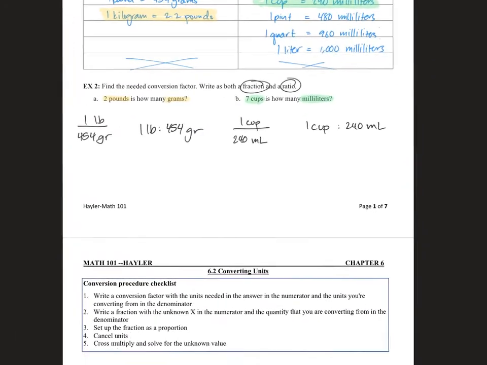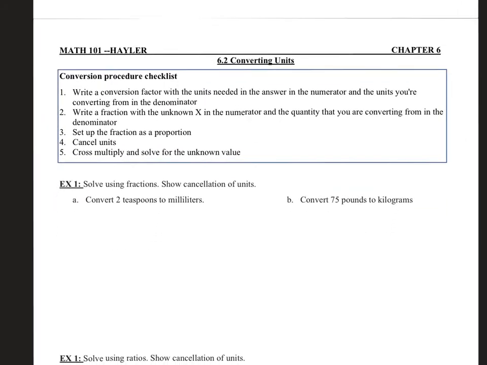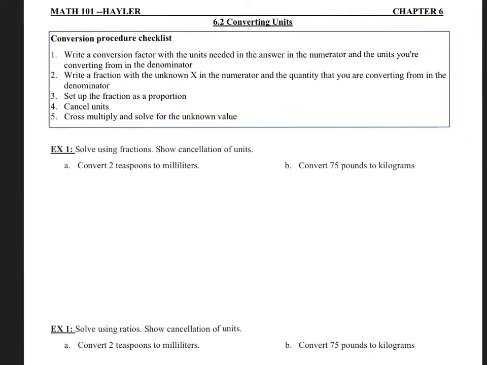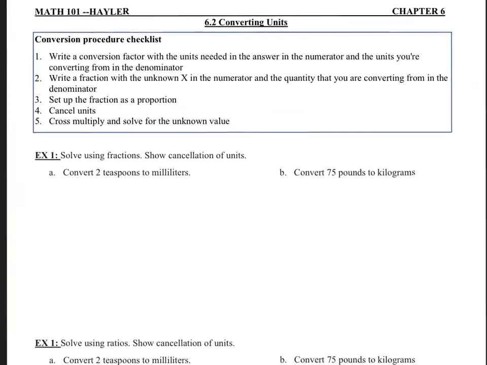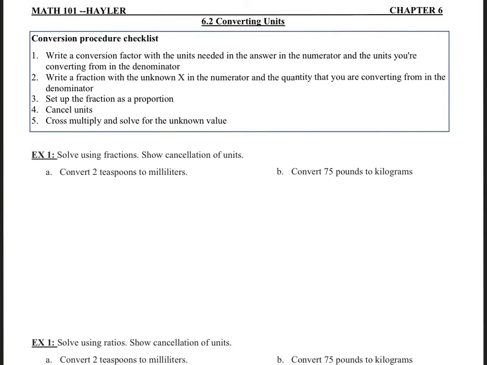Now we're going to take a look at how to solve converting units using both ratio and proportion. I tend to like the proportions myself, but if you find the ratio way easier, by all means. So, our conversion procedure checklist. First thing you always need to do is find your conversion factor with the units you need. After that, we're going to write a fraction with the unknown x, or proportion.